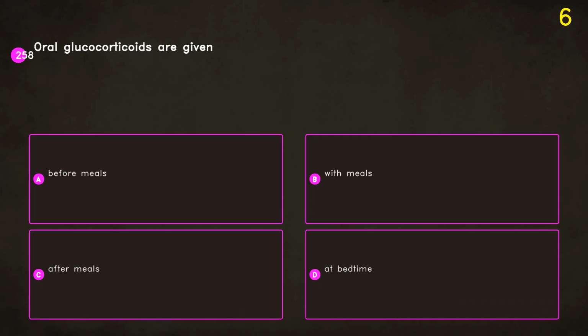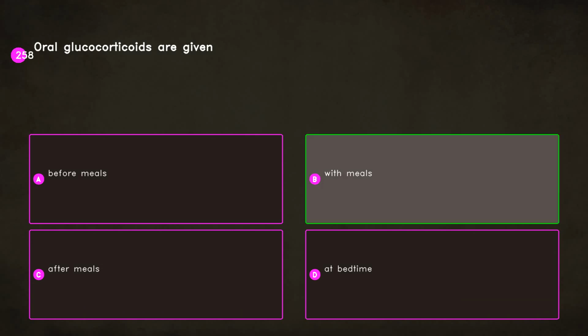Question 258. Oral glucocorticoids are given A. before meals, B. with meals, C. after meals, D. at bedtime. The correct answer is with meals.